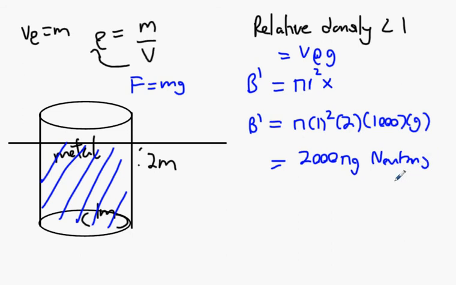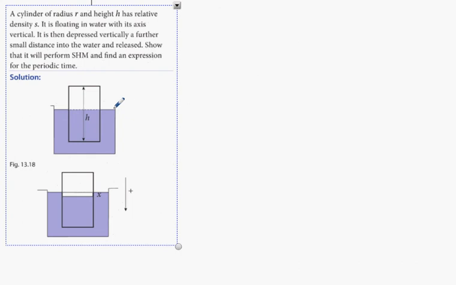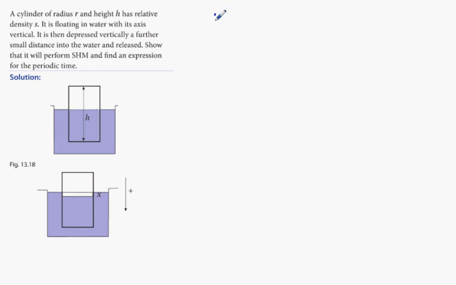Okay? Now, where does this slide in with simple harmonic motion? First of all, I'll start us on the example that's in the book, okay? The example in the book is basically a cylinder of radius r and height h that has relative density s. What does relative density s mean again, guys?